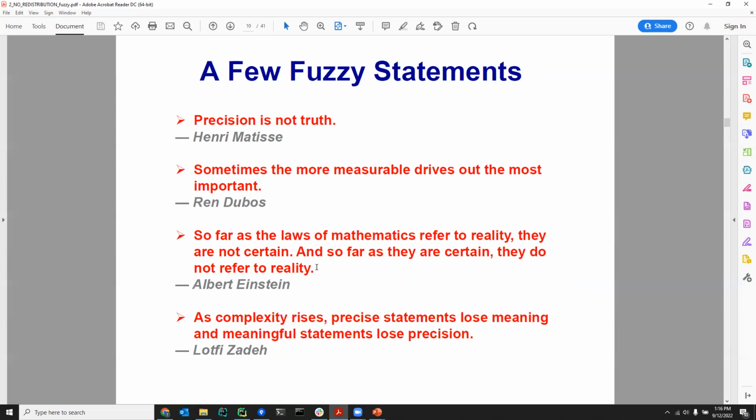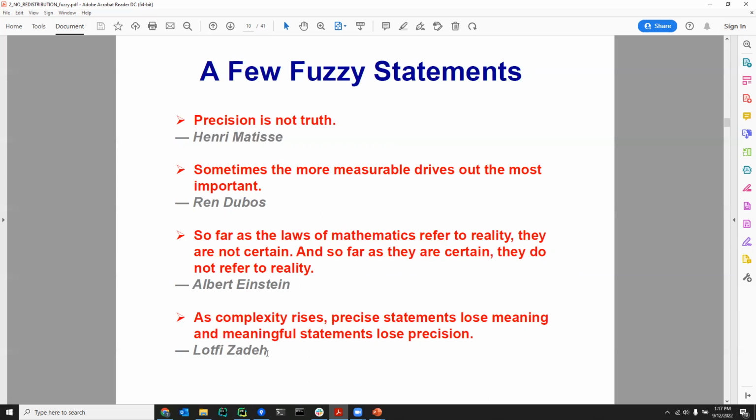And Einstein famously said, so far as the laws of mathematics refer to reality, they are not certain. And as far as they are certain, they do not refer to reality. And he was really talking about the innate uncertainty in the universe. And fuzzy is a way to deal with that in a practical way. We can't get around it, so we may need to develop methods for doing so.